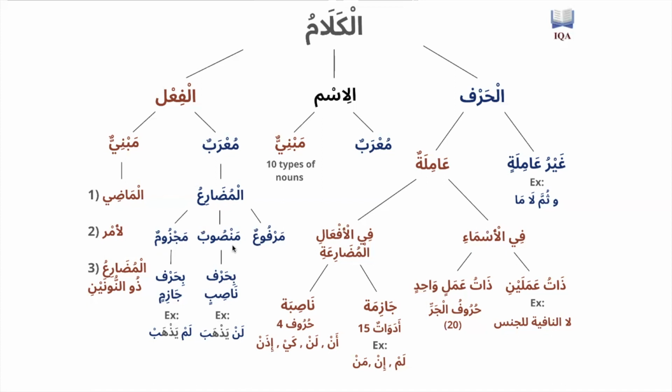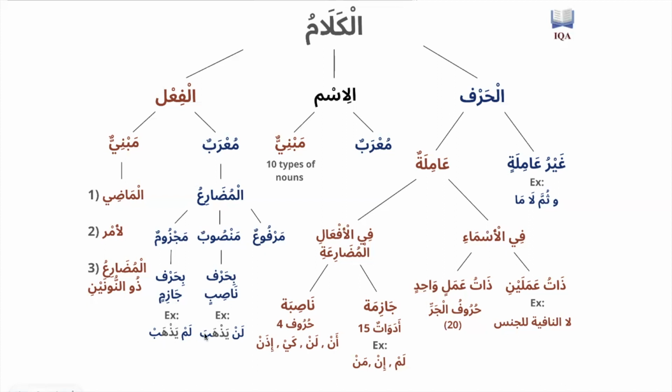What are some things that can make it mansub? A harf nasib, for example, a particle that will make it mansub, like len. Len is going to make the verb that comes after it mansub, so you're going to say len yadhhaba, right? Or you have a harf jazm that's going to make the fi'l mudari' majzumun. Lam yadhhab, lam is a harf jazm, so it's going to make yadhhab majzumun.